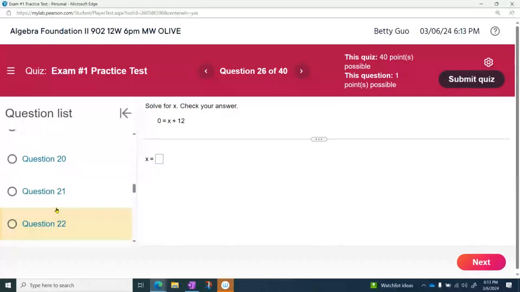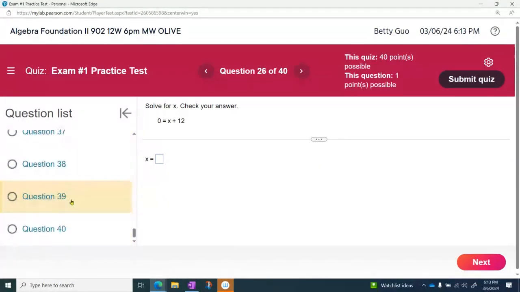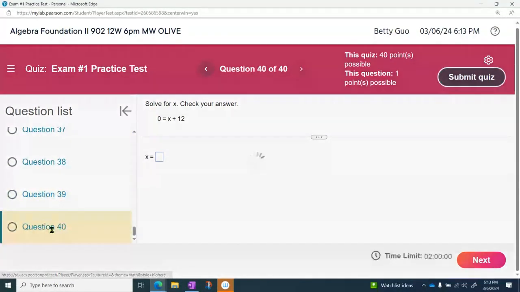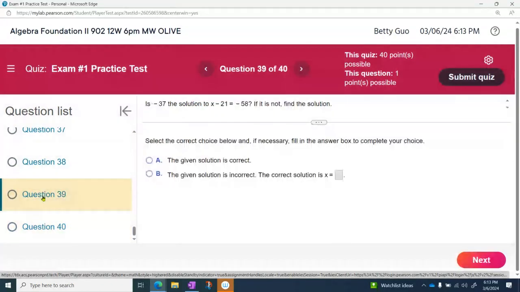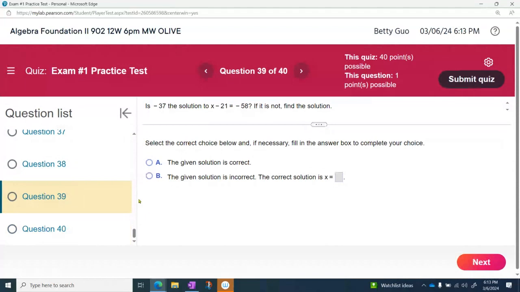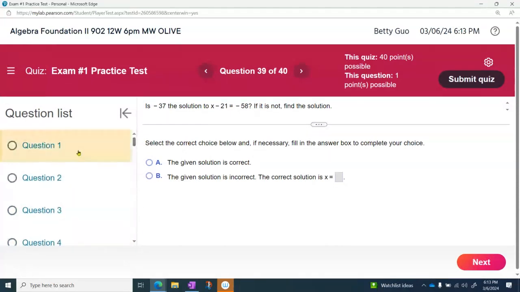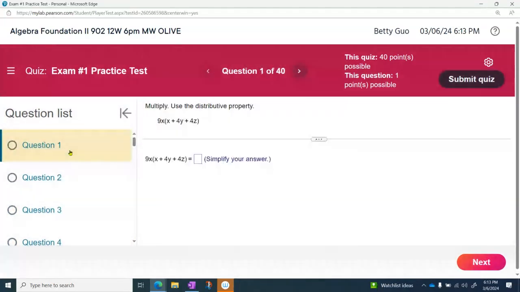I think it's shuffled. To this one. Okay, let's practice more. Distributive property.